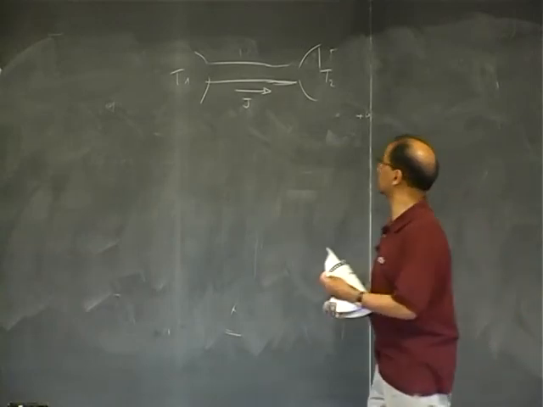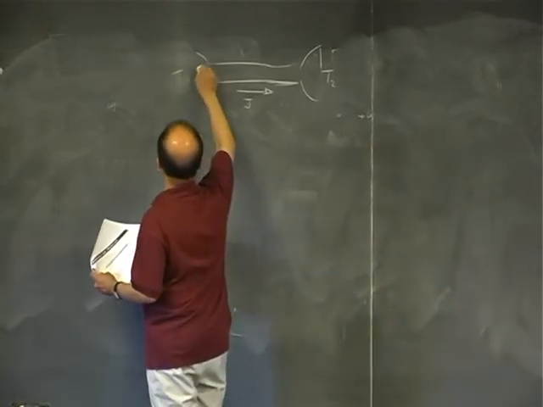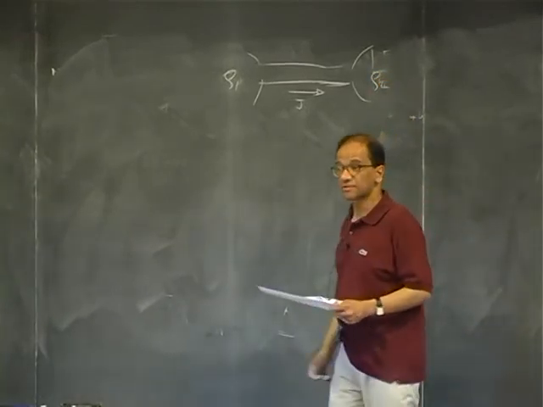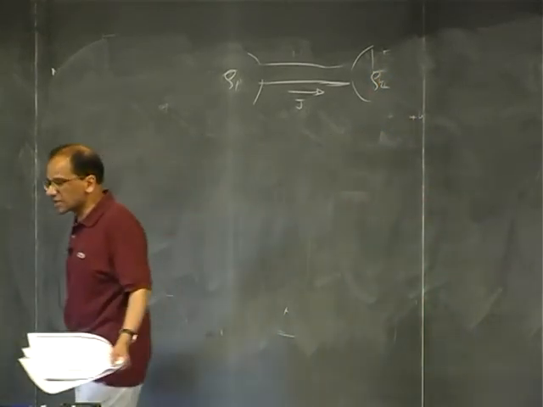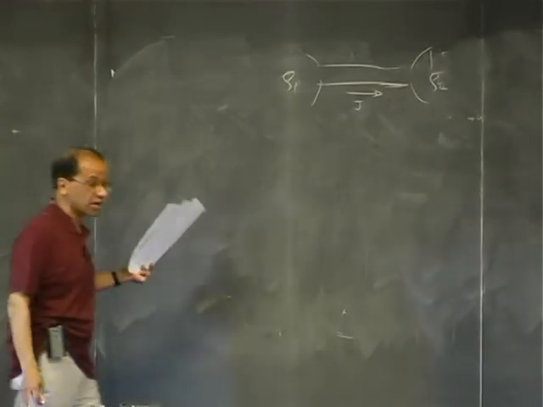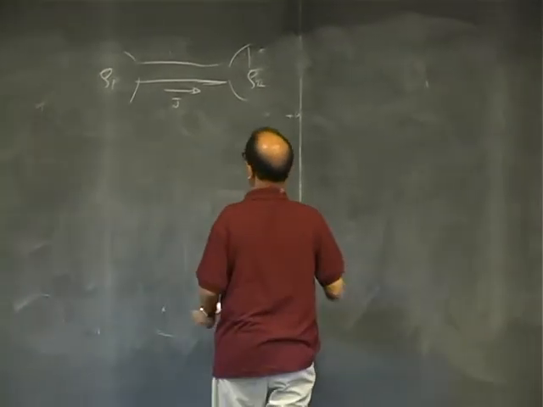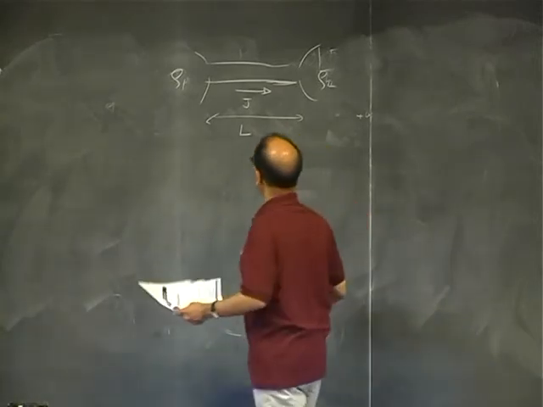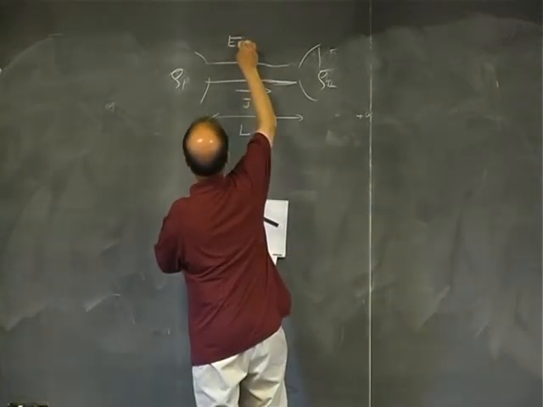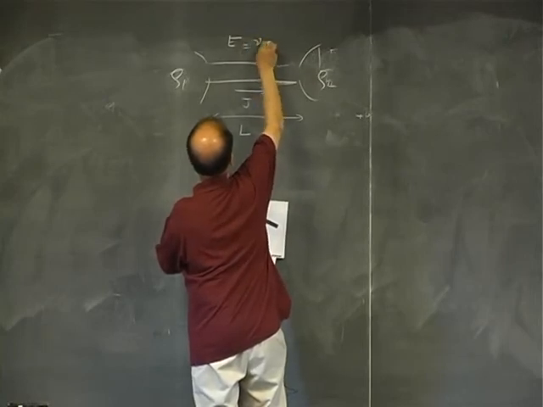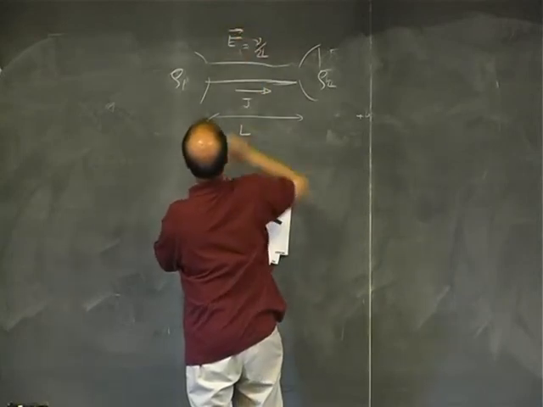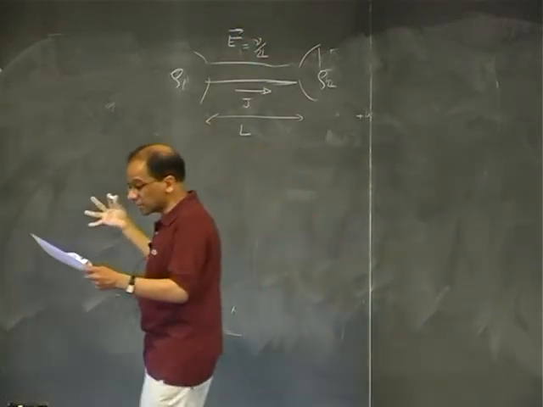So what do I have? Well, I have a pipe between two reservoirs at different densities. It's a very large pipe. I don't care about exclusion, whatever it is. I just want to describe that. So how are you going to describe that? Something of length L. You have a current. You may have some field, which scales like 1 over L, a weak field, which pushes the particles if they are charged, and you want to understand that.